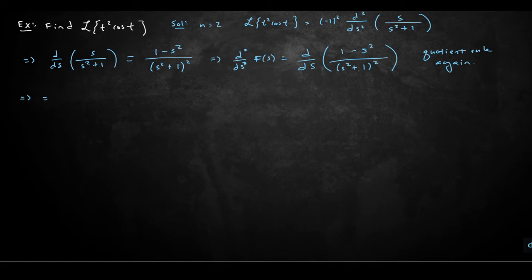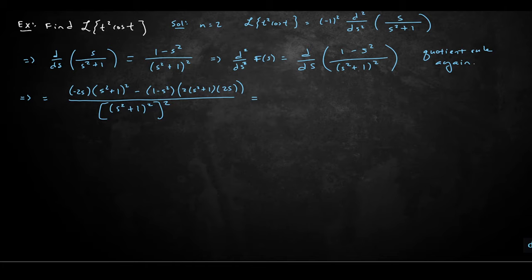negative 2s times s squared plus 1 squared minus 1 minus s squared. Now to do the derivative at the bottom, you do 2 times s squared plus 1 times 2s, because it's like a chain rule, or it is a chain rule. Over s squared plus 1 squared squared, and simplify.